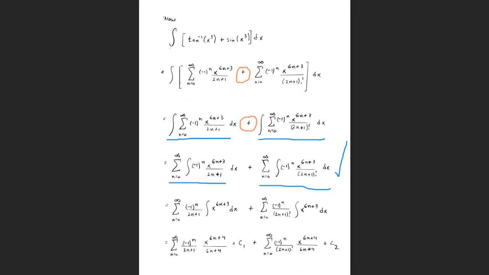For the first series, of course, I mean, for both series, we're integrating with respect to x. That means that -1 to the nth power and 2n plus 1 can be treated like constants because they don't depend on x. And that's why you can factor those out in front of the integral.